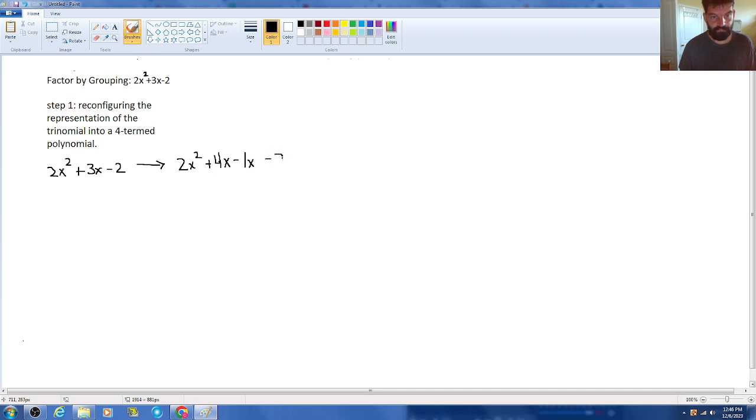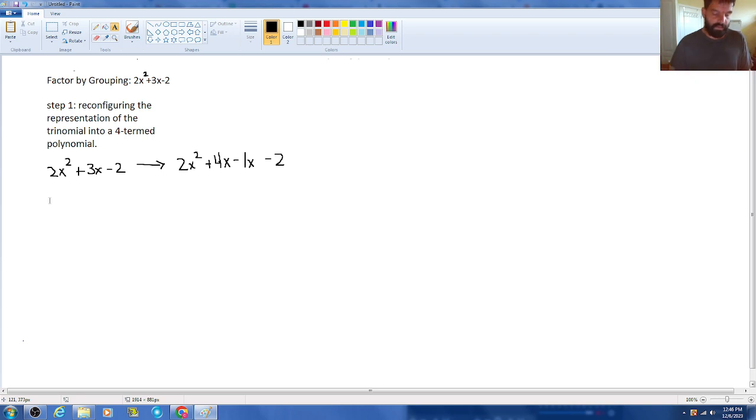minus 2. So that already solves the biggest problem and challenge we had right from the get-go: we can't even factor this because it's represented in a way that we can't group anything yet. But now we can, because if I combine the like terms 4x minus 1x, I get my original 3x that I started with. But I need this to be a four-term polynomial. So after step 1, problem solved, and now we can continue with our method.